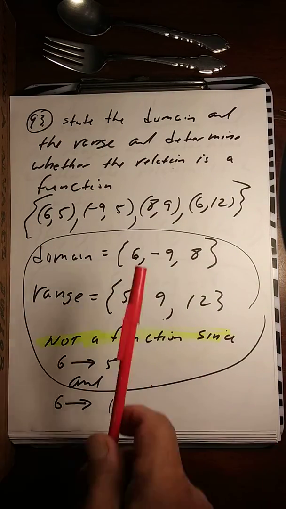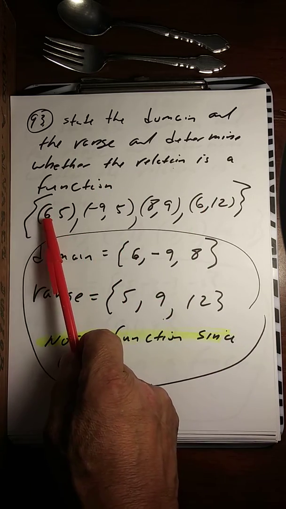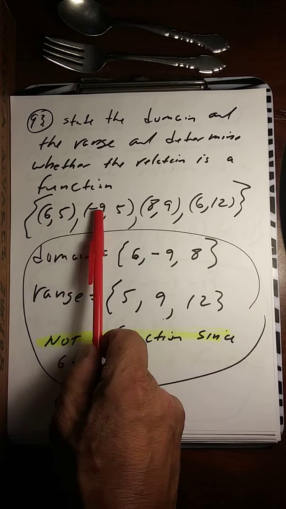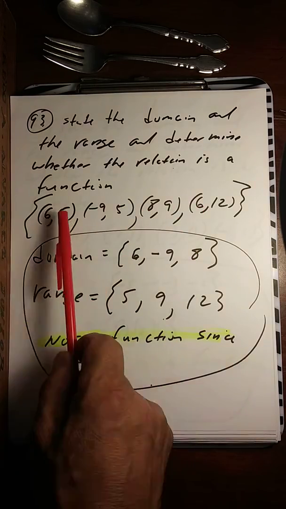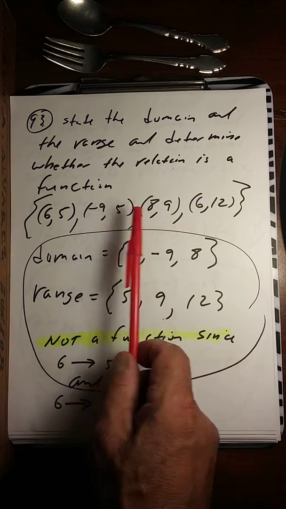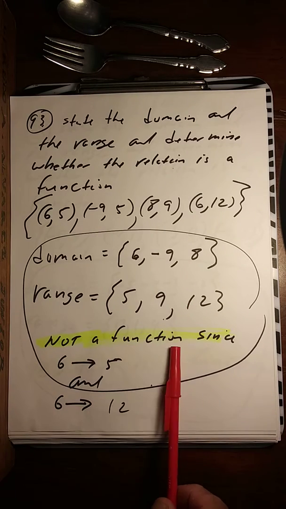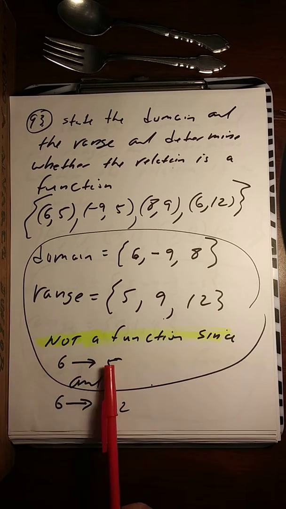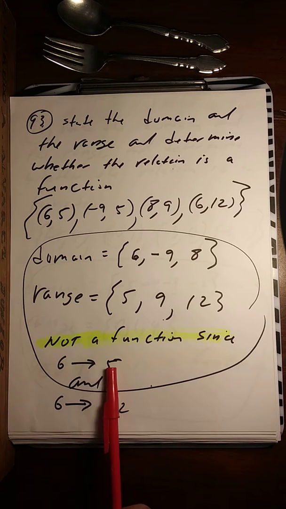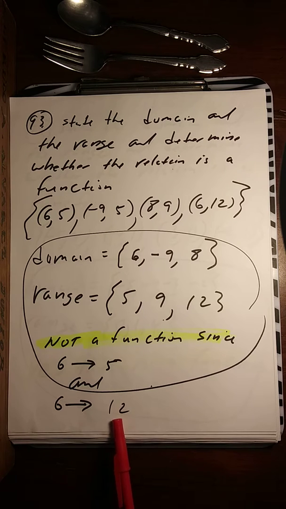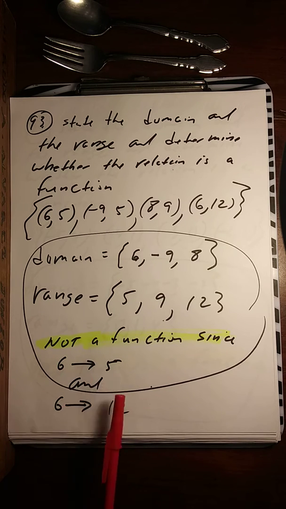State the domain and range and determine whether the relation is a function. So, domain is all the first numbers. There's 6, negative 9, 6, and 6. So 6, negative 9, 8. Range, second numbers in the ordered pairs: 5, 9, and 12. It's not a function because 6 goes to 5, also 6 goes to 12. So 6 goes to two different numbers. The first number goes to two different numbers, so no, it's not a function.